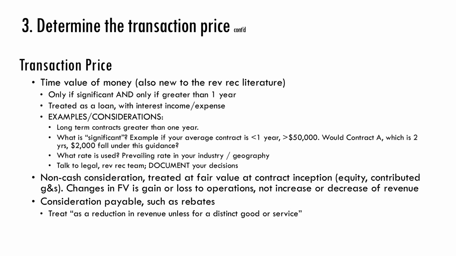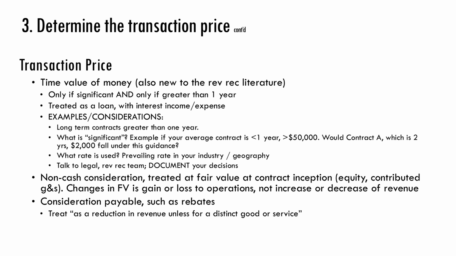The transaction price might also include the time value of money. This is also a new feature in the revenue recognition literature. This applies only if it is significant and only if the contract is greater than 1 year. Basically what it means is if I'm getting paid for something today that I don't have to deliver for many months, a year or 18 months, or I do something for my customer today, but I don't expect them to pay for it for more than a year, in effect, it's a loan.